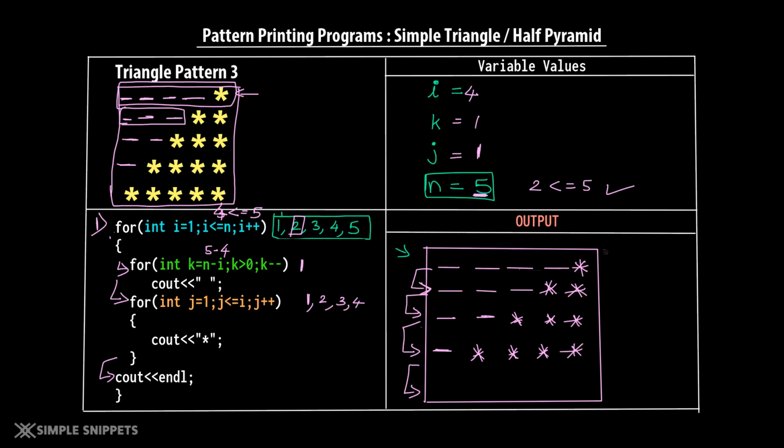i will become 5, let's write 5 over here. Is 5 less than equal to n? Yes, n is 5 and i is 5, so both are equal, so this condition is still true. Now we will go inside this outer for loop, again k will become n minus i. What is n? n is 5. What is i? i is also 5. So 5 minus 5 is going to be equal to 0, right? So our k value is going to be 0. Now we'll check, is 0 greater than 0?